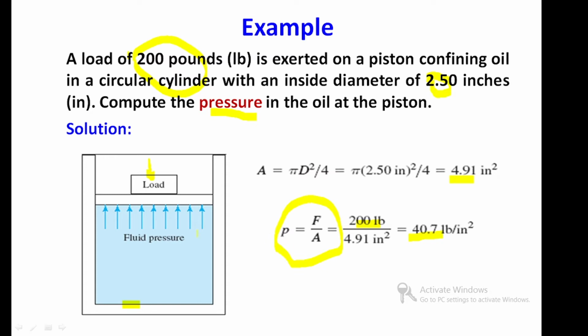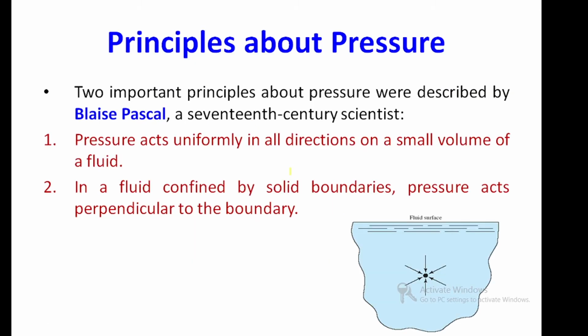The simple concept is load acting on area. This load is acting on the area uniformly, so here the circular cross section area is given, right?